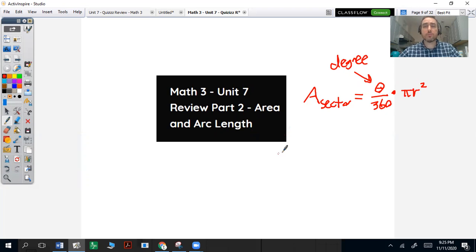You also have the length of an arc in degrees, and that's going to be the degree over 360 again, times the circumference. And remember, the circumference is 2 pi r. So this is area of a circle, and 2 pi r is circumference. Let me kind of jot that down, circumference.